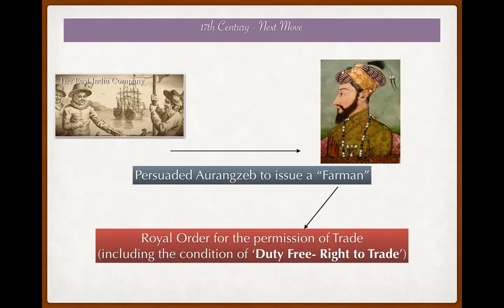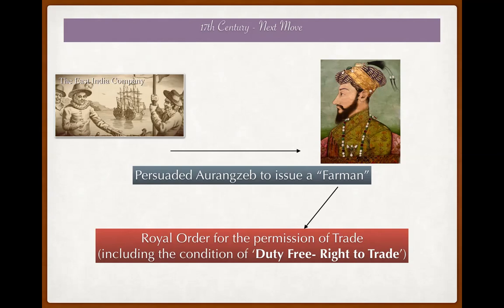Now, permission of trade was fine, but they persuaded Aurangzeb to actually include the condition of duty-free trade in India. So that means that whatever has been traded, these merchants will not be asked to pay any duties to Aurangzeb or the Mughal Empire. So that's a duty-free trade. Whatever you purchase, there is no duty.